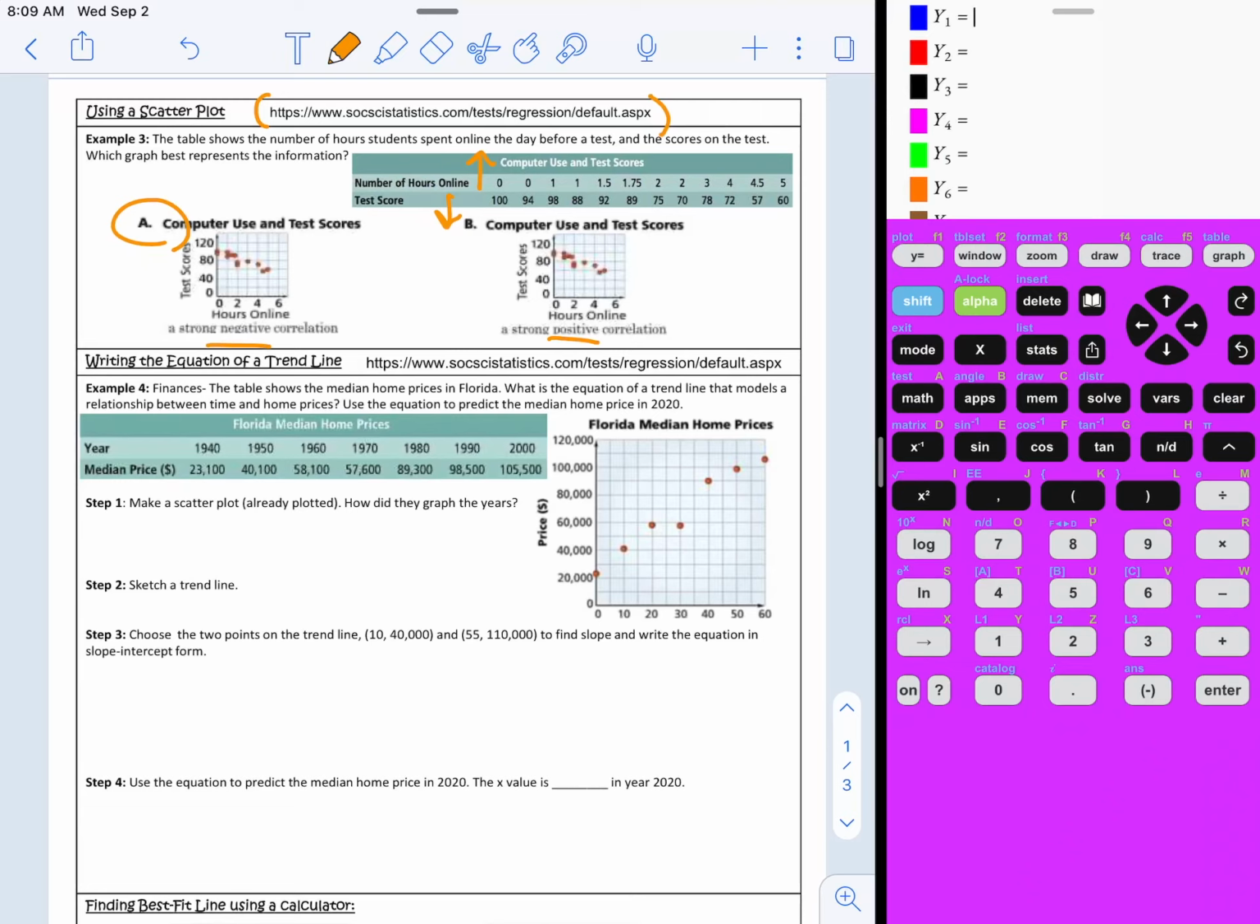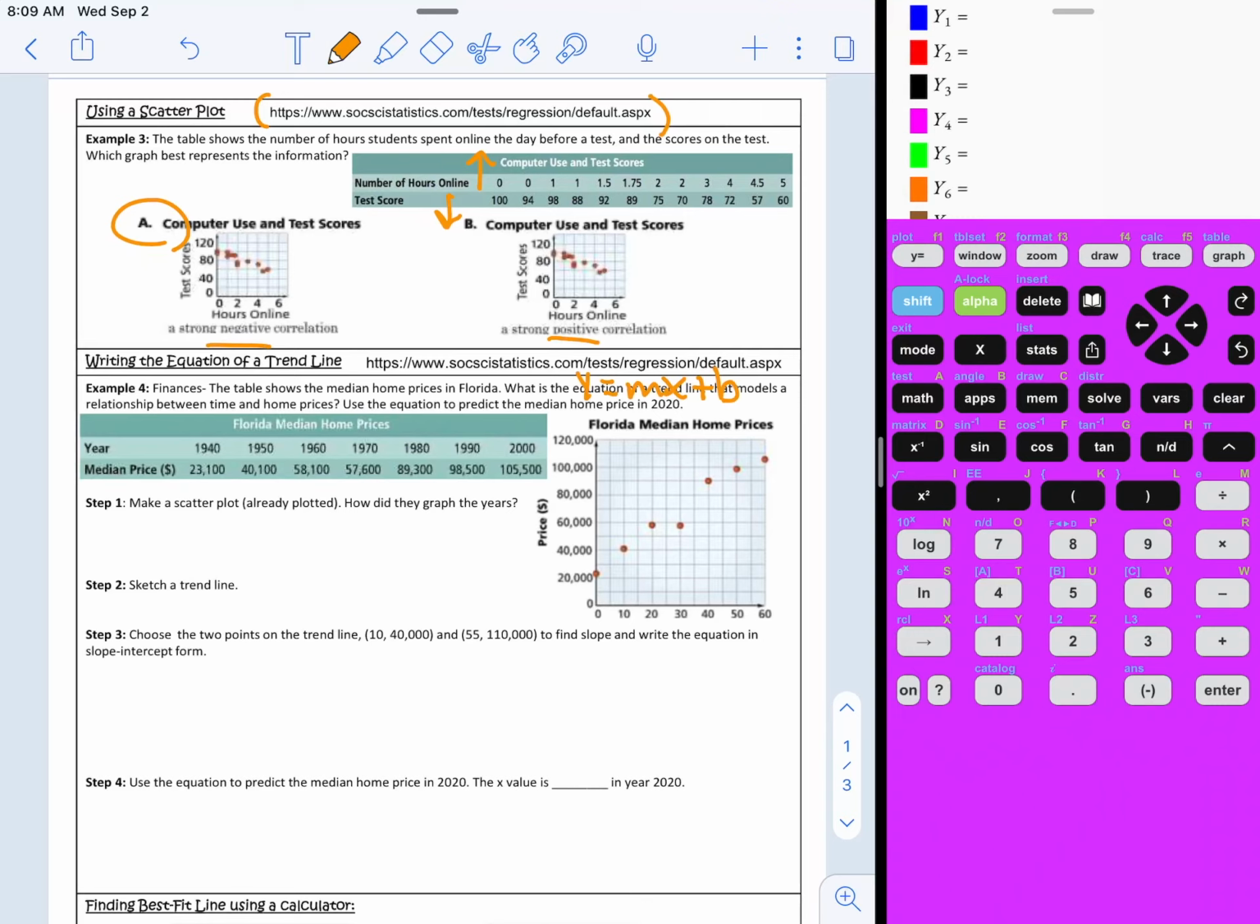Example 4 is about finances. This table shows the median home prices in Florida. What is the equation of a trend line? When I say equation of trend line, that's y equals mx plus b. So we're going to find the b and the m using, well, we can use the calculator. We can also use, hold on, I'll show you what we could use.